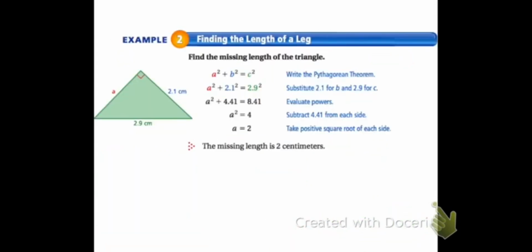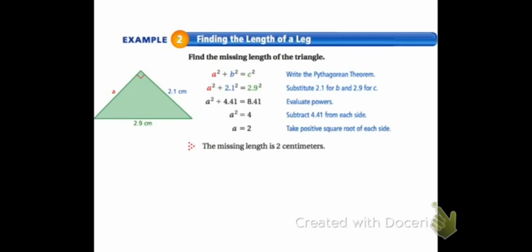Okay, sometimes one of the legs is missing. So using the same formula, we're going to substitute in 2.1 for b and 2.9 for c. Remember, the side opposite the right angle is c. So your formula, a squared plus b squared equals c squared, would turn into a squared plus 2.1 squared is equal to 2.9 squared. When you square both of those, you have a squared plus 4.41 is equal to 8.41.